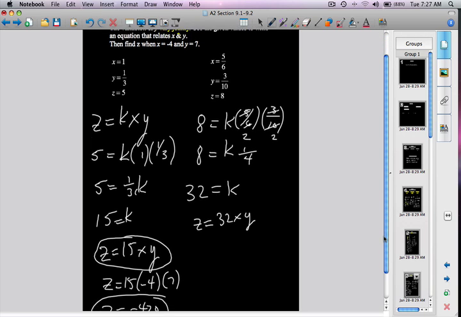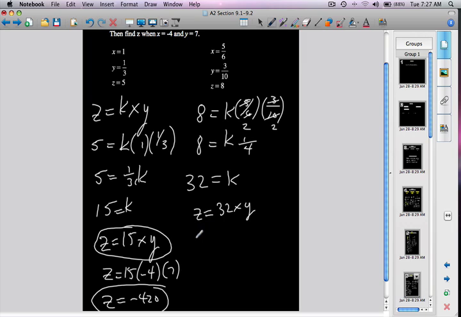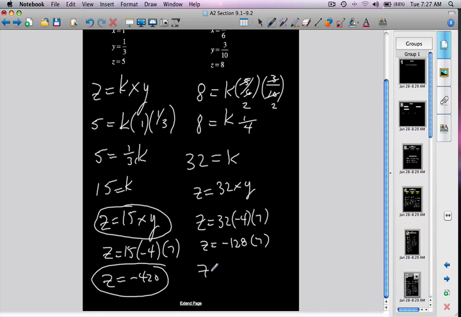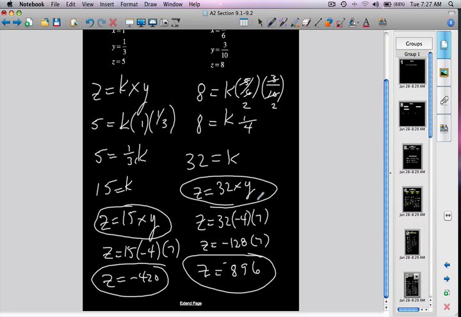And again, x is negative 4 and y is 7. So z is equal to 32 times negative 4 times 7. 32 times negative 4 would be negative 128, times 7 would be negative 896. Okay, so there are my two solutions.